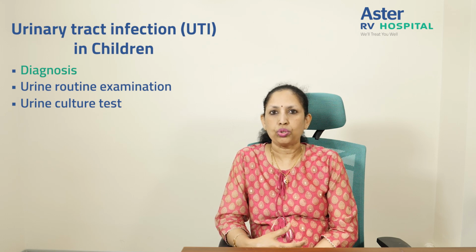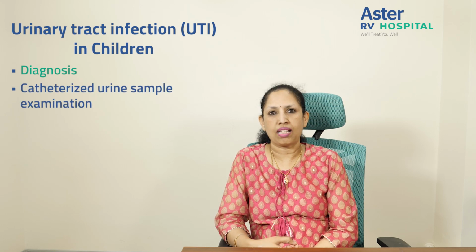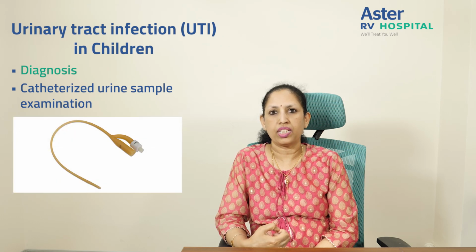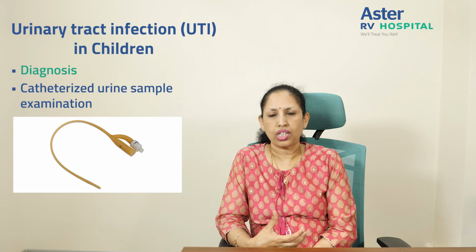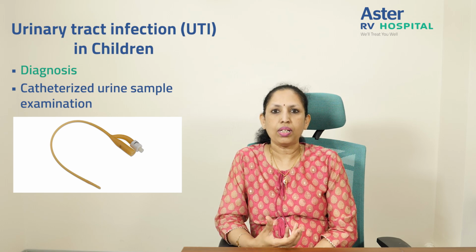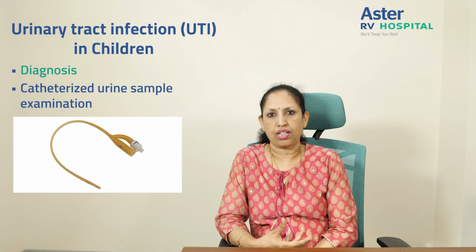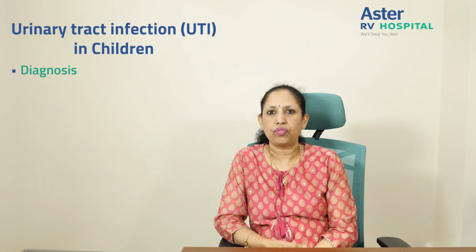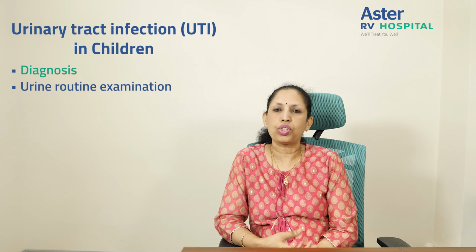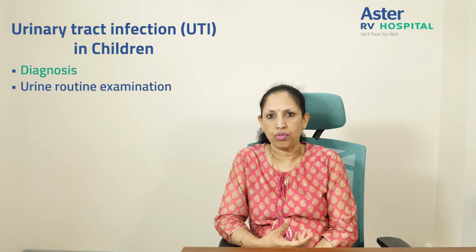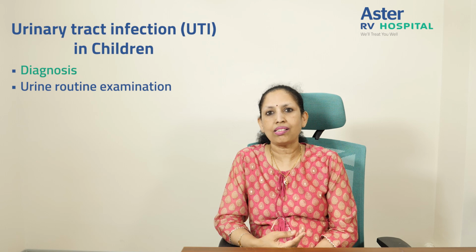So we tend to do something called a catheterized urine sample examination. Now, what does that mean? It's about putting a small feeding tube into the urinary passage and then collecting that sample. This is the most reliable urine sample to get a diagnosis as fast as possible. So we send for urine routine examination, which usually comes within a couple of hours, and we look at the pus cells and the other components as well.